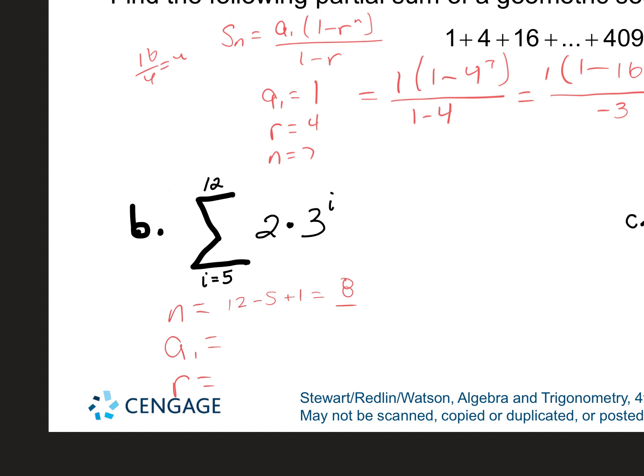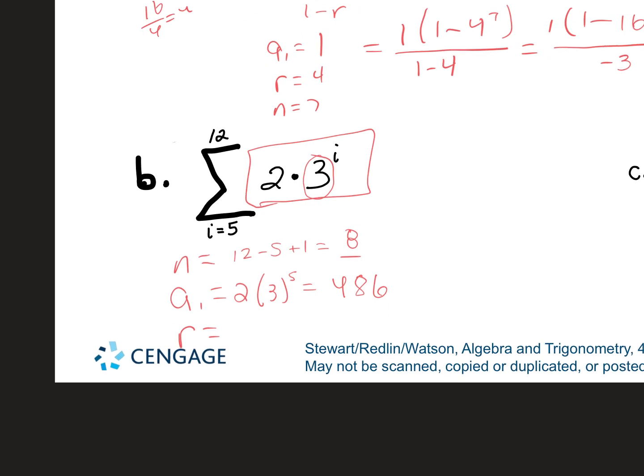So I'm going to say, okay, start plugging in. So I have 2 times 3 to the 5th power. What are you going to do first? 3 to the 5th, which is what? 243. All right, times 2? 486. Everybody with me? And then R. What is your R value in this? You can just look right at it. What is your R value? It's right in here. 3. Just 3. It's whatever's with the exponent.